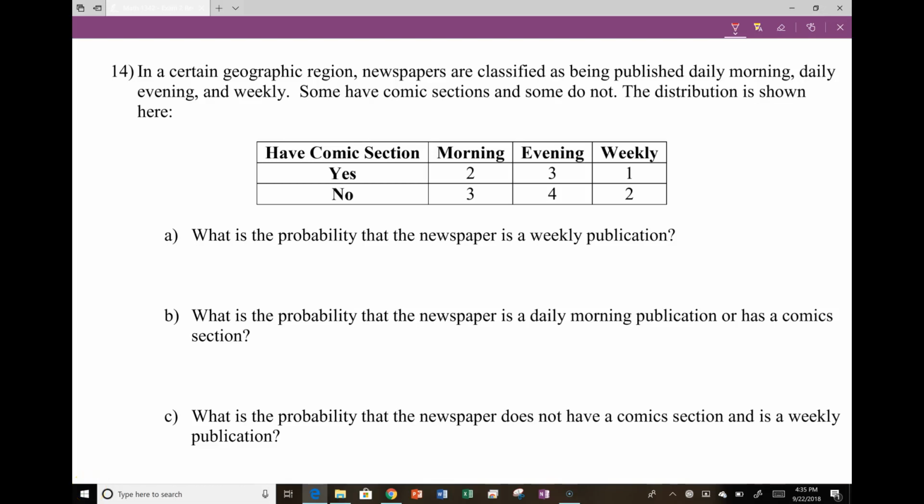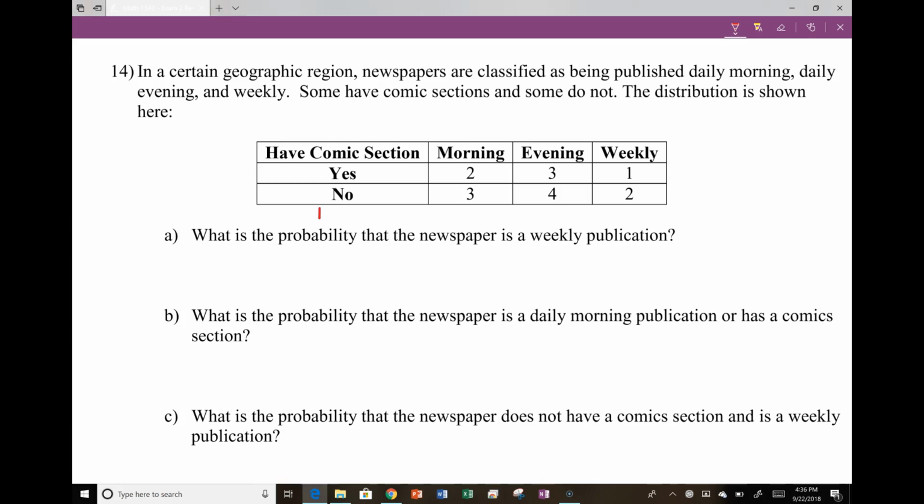So we would like to continue looking at the review with number 14. In a certain geographic region, newspapers are classified as being published daily morning, daily evening, or weekly. Some have comic sections and some do not. The distribution is shown here. So I have a contingency table here.